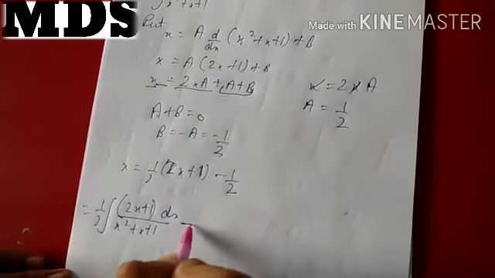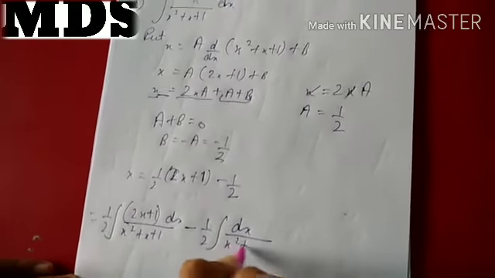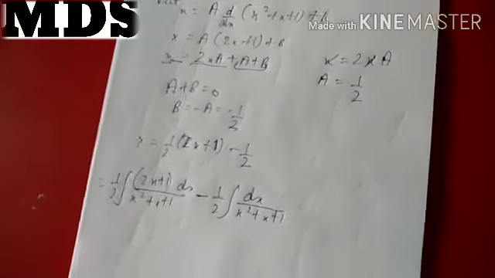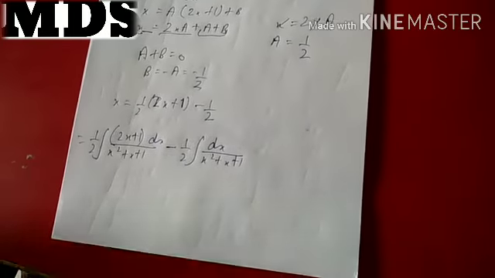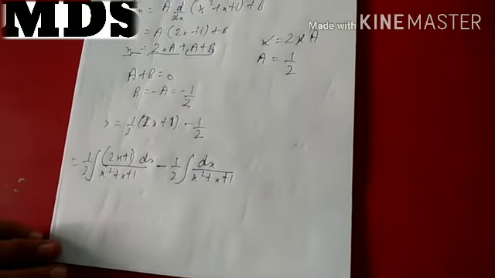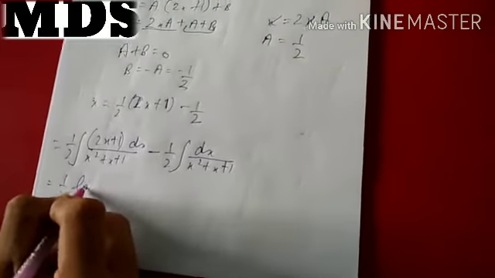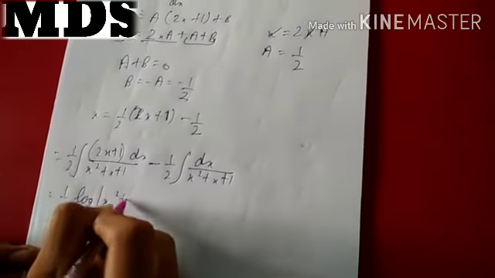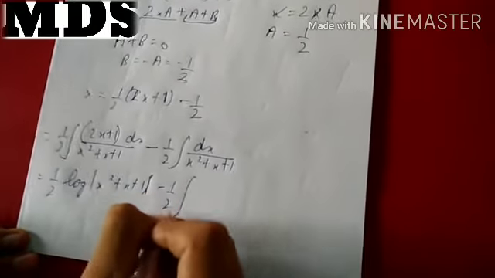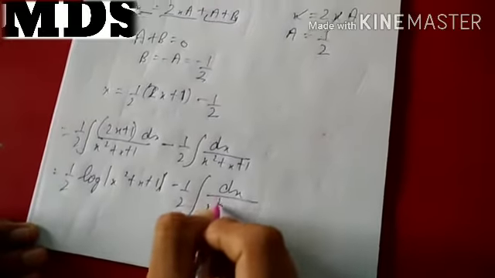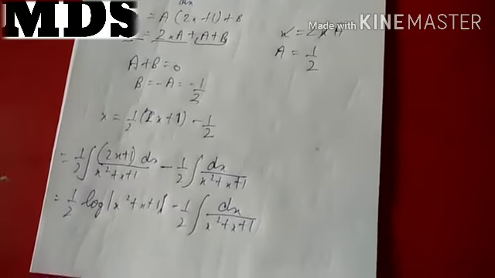Minus 1 by 2 into dx by x square plus x plus 1. Only this was the difference between the first two questions and this question. We have to just do it. Further, it is same. This will be 1 by 2 of log of x square plus x plus 1, minus 1 by 2 dx by x square plus x plus 1. This you can solve by the method that we have discussed.